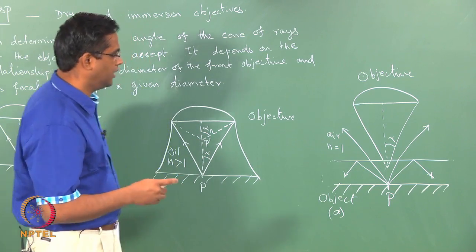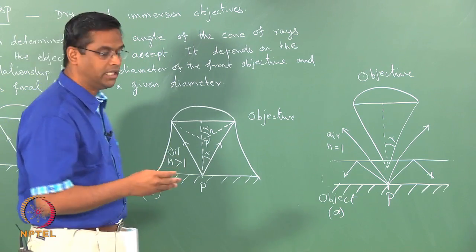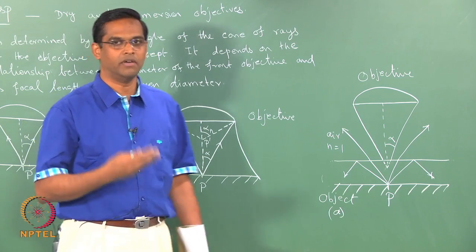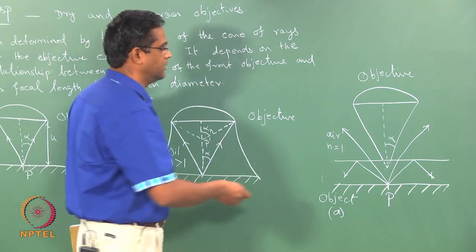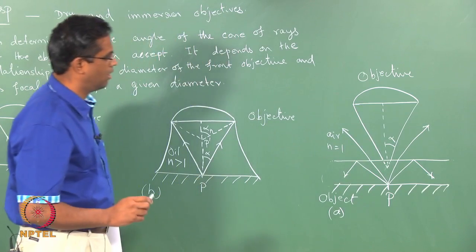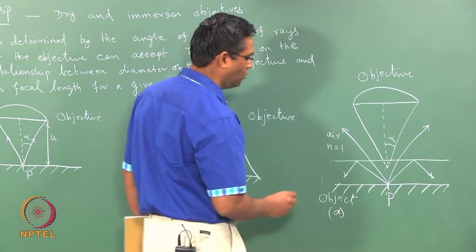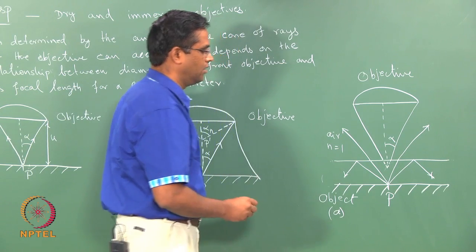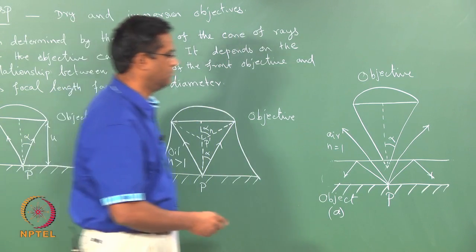And even if you look at the light gathering power for a specimen which is covered with a cover slip, this is the light gathering angle. So now we will compare this again with the oil immersion objective. What happens?